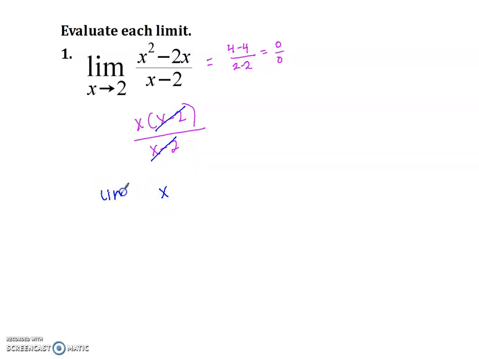Okay, so what we're going to do now is reevaluate the limit as x approaches 2 by plugging 2 into what's left. So if I plug 2 into x, it's just going to be 2. So that will be our limit.